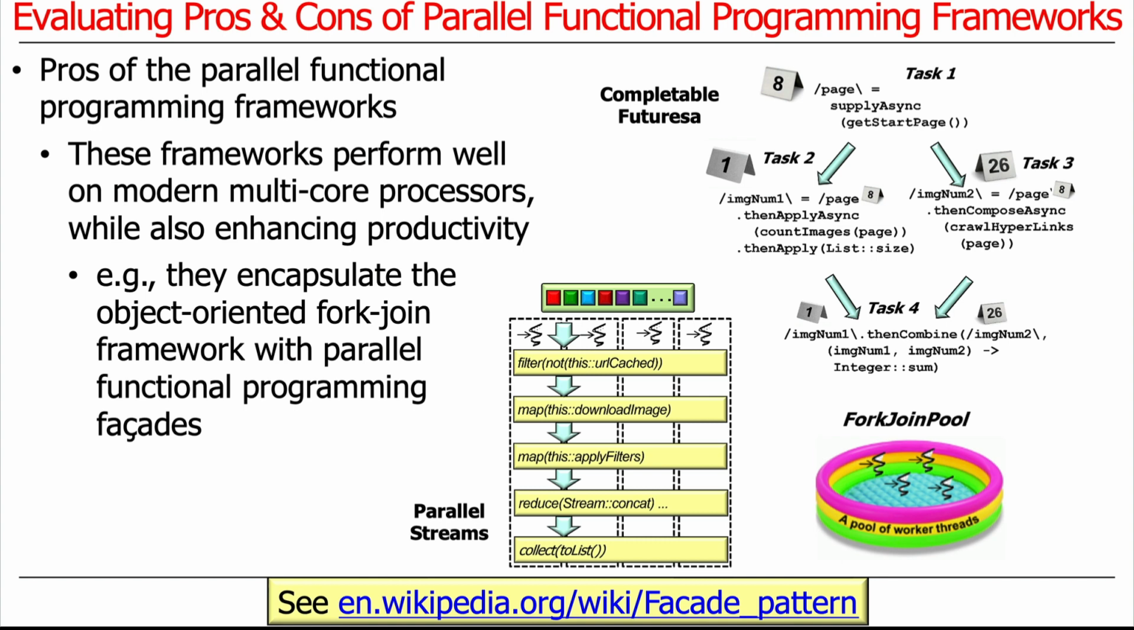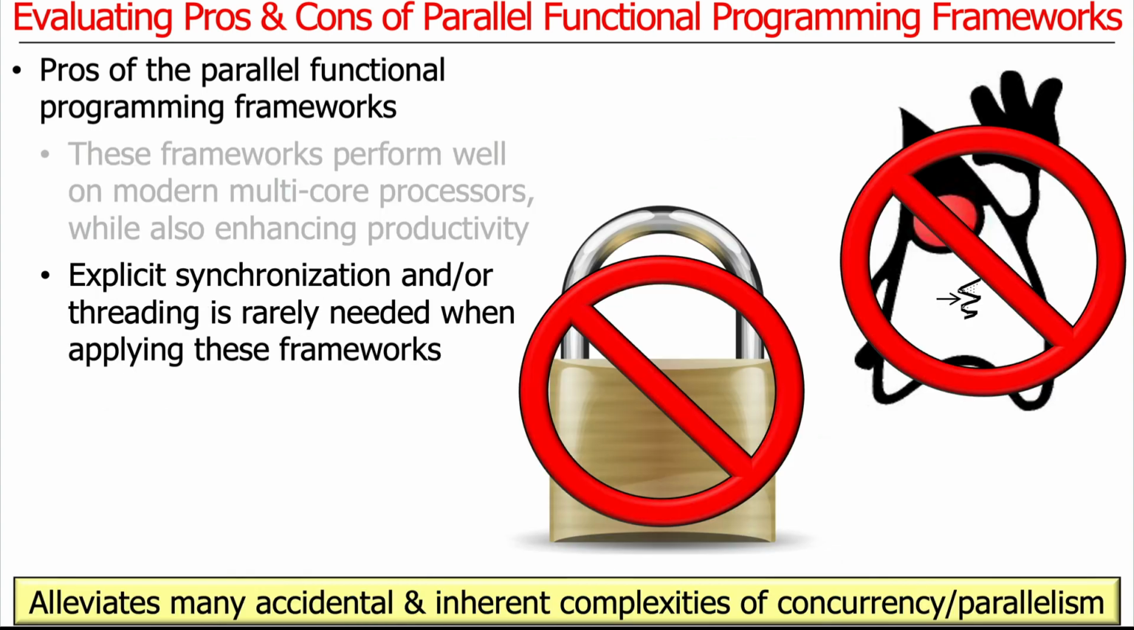Another thing to note here is both parallel streams and completable futures encapsulate object-oriented programming a la the fork join framework with nicer, easier to program parallel functional programming facades, using something that you might be familiar with from earlier courses such as the facade pattern from the Gang of Four book.